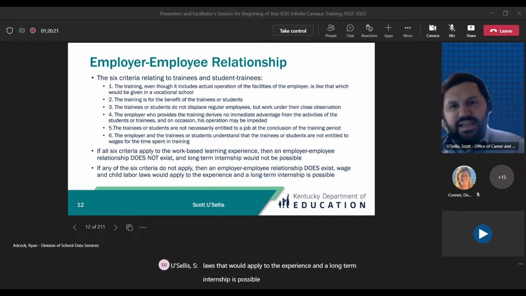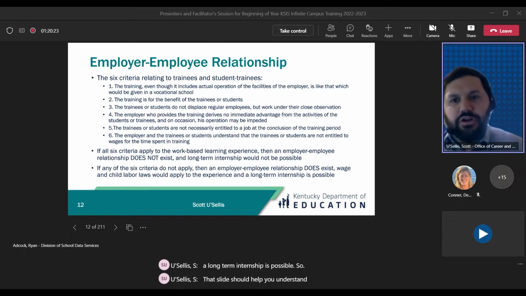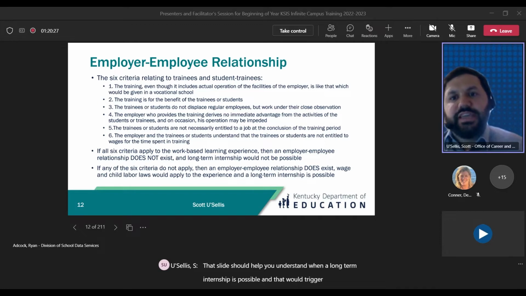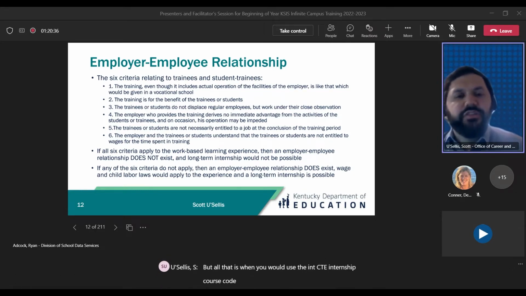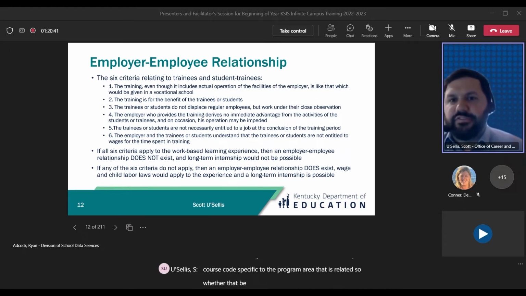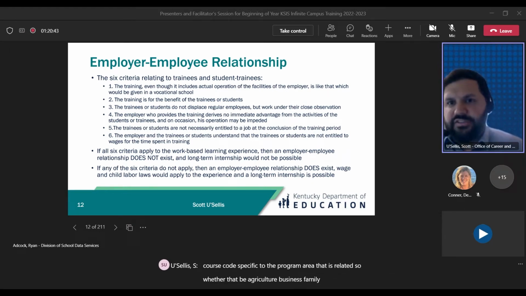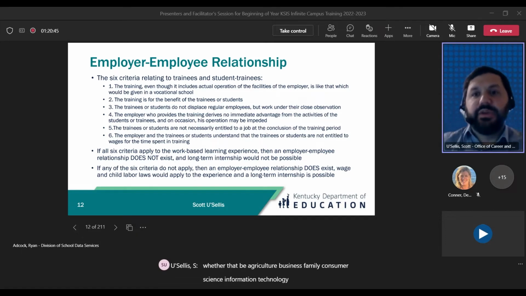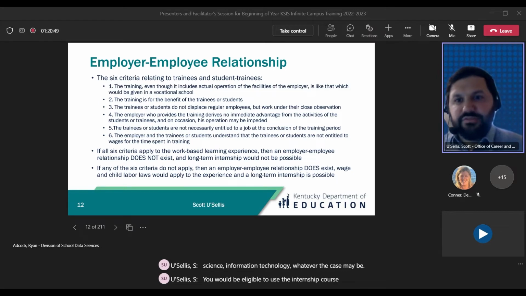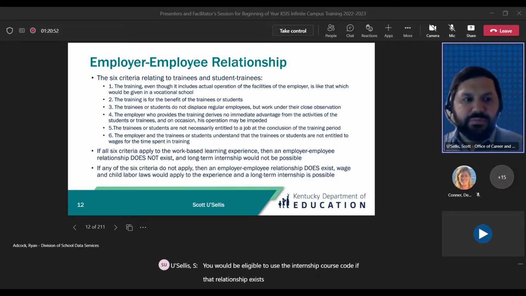So that slide should help you understand when a long-term internship is possible, and that would trigger, again, wage and child labor laws, but that is when you would use the CTE internship course code specific to the program area that is related. So whether that be agriculture, business, family consumer science, information technology, whatever the case may be, you would be eligible to use the internship course code if that relationship exists, they're being paid.